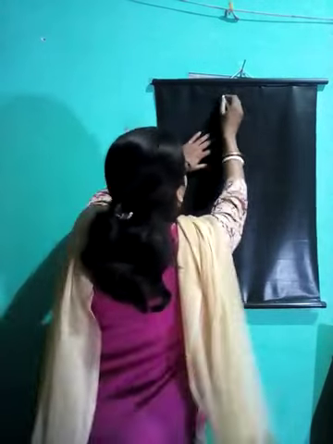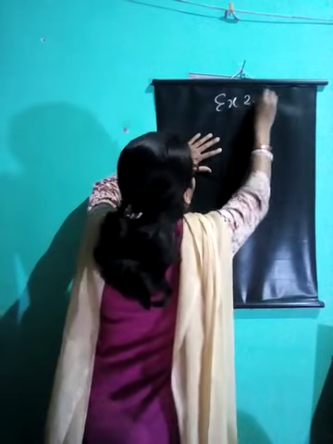What is the question? Read the question. If you subtract 1 by 2 from a number, read it properly. If you subtract 1 by 2 from a number and multiply the result by 1 by 2, you get 1 by 8. What is the number? Okay, so let us start with our exercise 2.2.